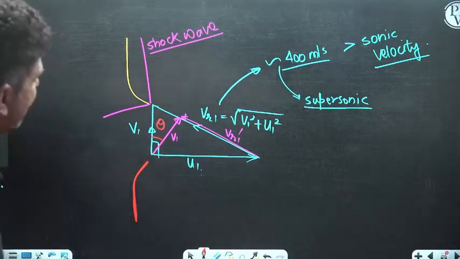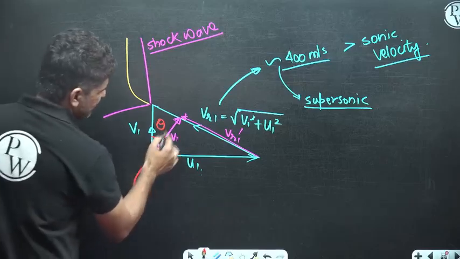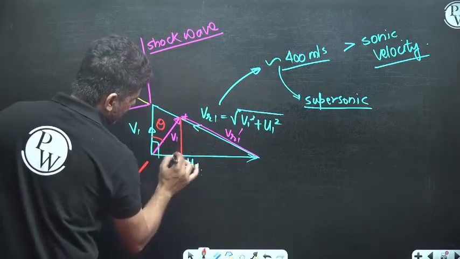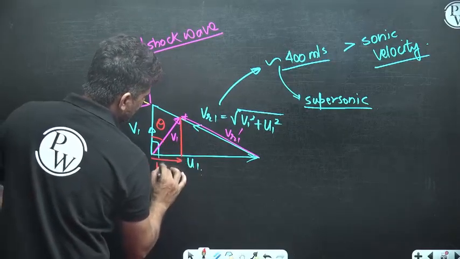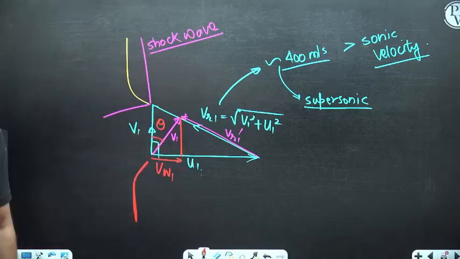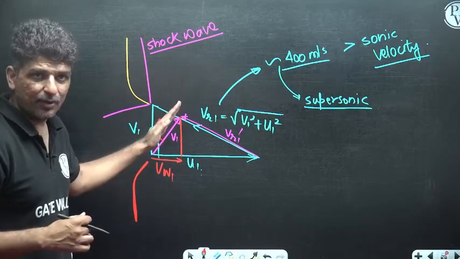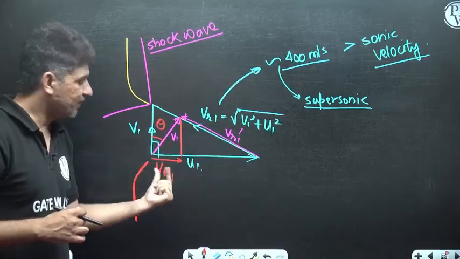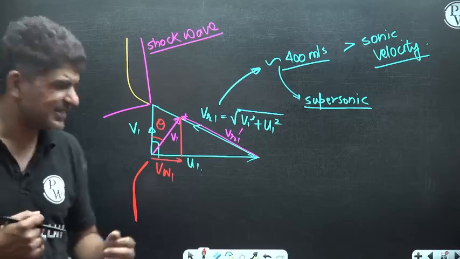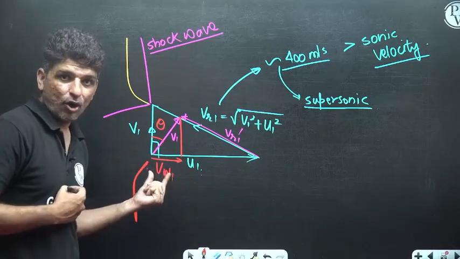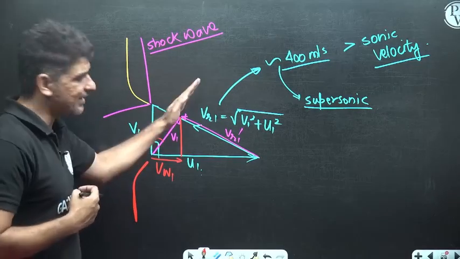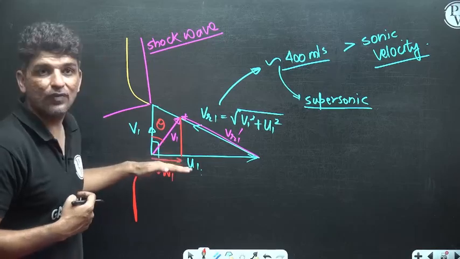Why are we calling it pre-whirl? Because if you see this velocity V1, this will introduce a component called VW1. Earlier the VW1 was 0, but now it will introduce a component that is the component of V1 in the direction of U1. This will be your VW1. So this is the pre-whirl. When the fluid is entering the blade, it is having a whirl velocity VW1.